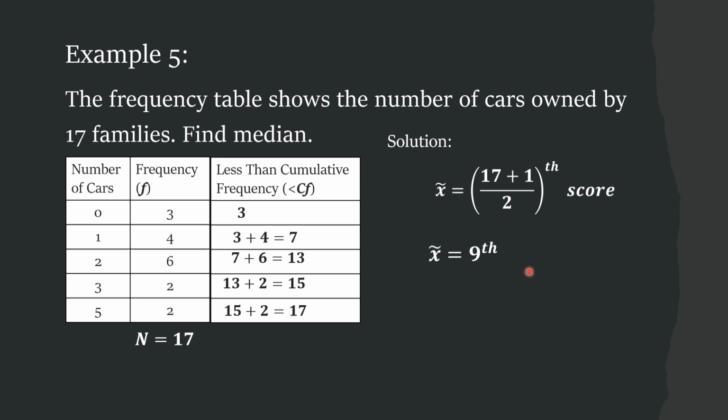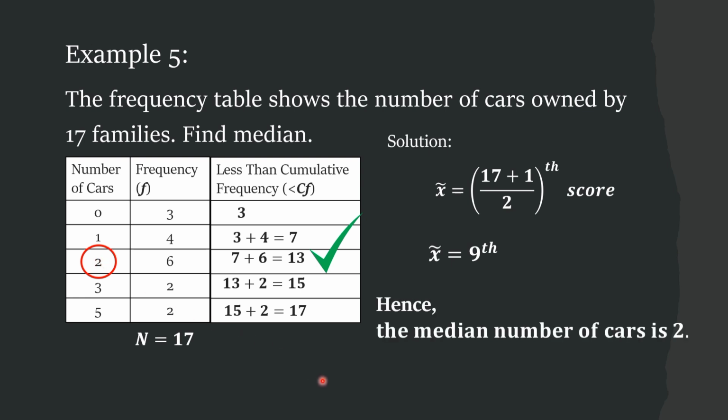The position of the median, the 9th score, is found at the less than cumulative frequency. 9th here is less than 13. So what is the 9th score? This means that the 9th score is 2. So that is the median number of cars.